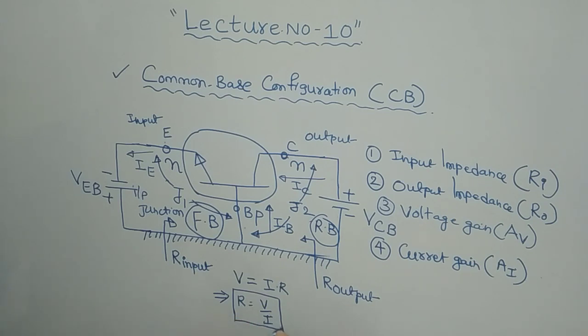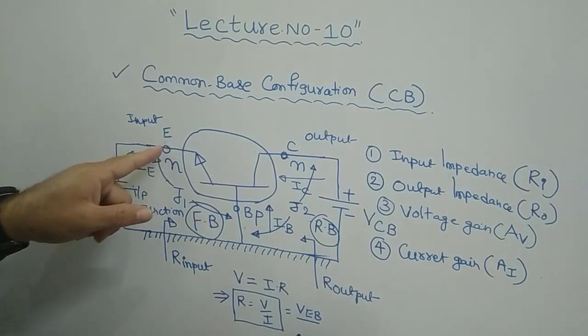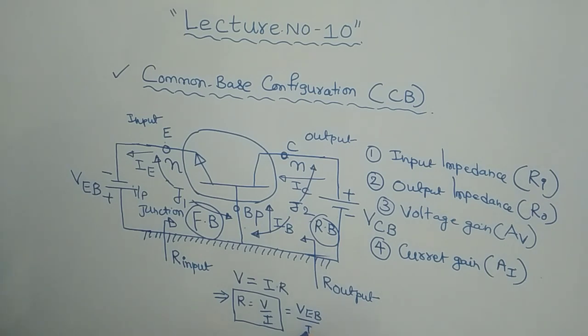So if you apply this rule here according to Ohm's law, R is equal to V by I. Here V is your input voltage only, that is V_EB, emitter to base. And what is the input current? I_E. I_E is called the input current. That is the expression for R_i, the input impedance.